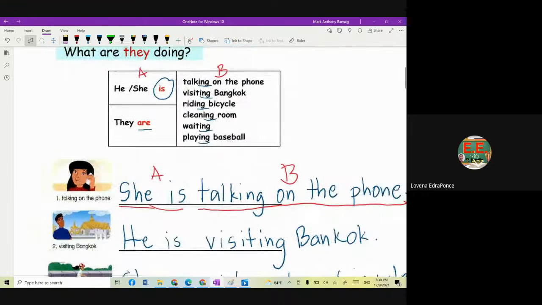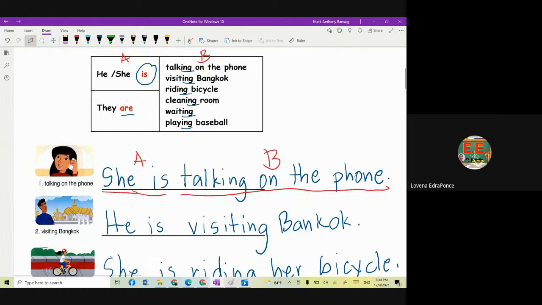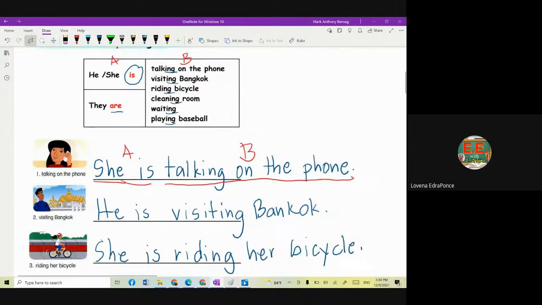So for example, number 1, what is she doing? She is talking on the phone. Number 2, what is he doing? He is visiting Bangkok. And number 3, what is she doing? She is riding her bicycle.